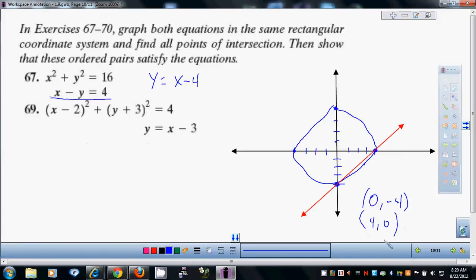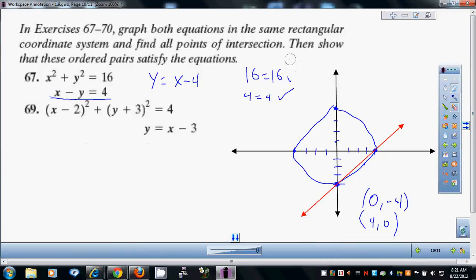Who can tell me how to check those points? Yeah, if you plug them into both equations, they should both turn out with true statements. Like if you plug this one into the top one, you get 16 equals 16. That's true. Plug it into the bottom one, you get 4 equals 4. That's true, which means this point works in both equations. And so with the second one. That's not required, but it's a good way to check and see if you're right. Just plug the points into the equations and see if you get true or false statements.